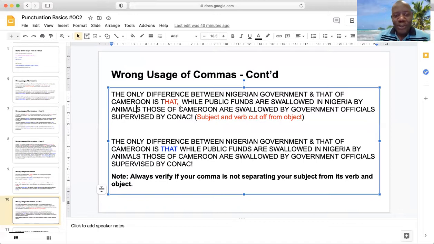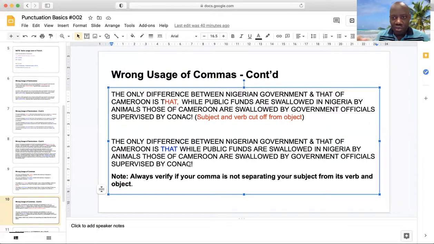Well, you note that the comma after that here is wrong. It's completely wrong. And that's why I note here in red that the subject and the verb on the one hand have been cut off from their object, just like in the previous example. So how do we correct this? We'll have something like this. We'll remove the "that". Once we remove the "that", I don't want to go into the other things, like the veracity of the statement. Let's just use it as an example to learn.